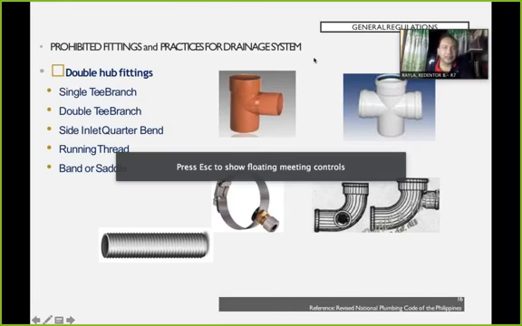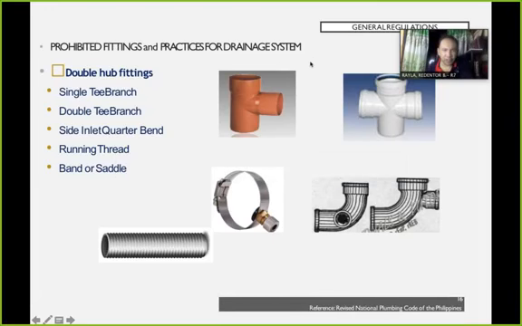Side inlet quarter bend. Dito, mga side, nasa side. Wala na yan. Bawal. Ito, mga bawal. No? Running thread. Yan. Lipon. Running thread. Band or saddle. Mga ganyan, mga saddle.